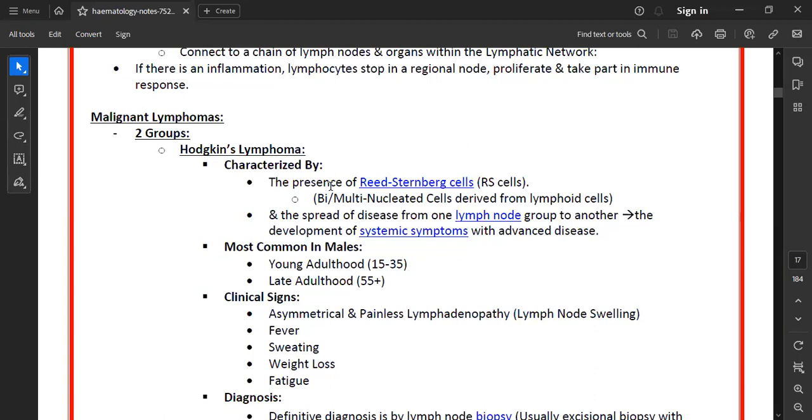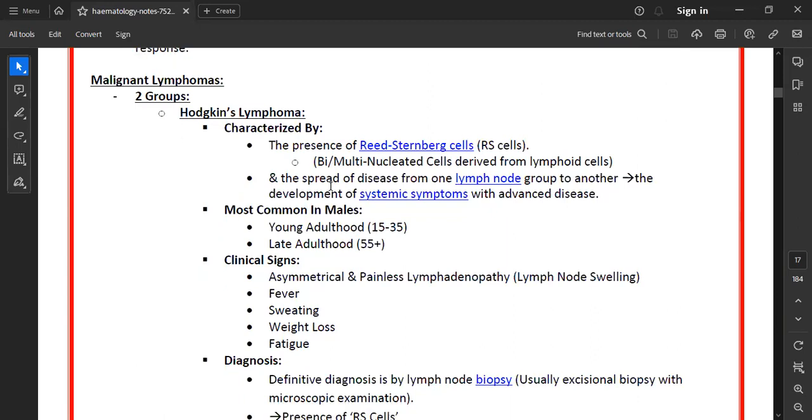This one is most common in males, either in young adulthood or late adulthood. Clinical signs are asymmetrical and painless lymphadenopathy, which is just swelling of the lymph nodes, fever, sweating, weight loss, and fatigue.